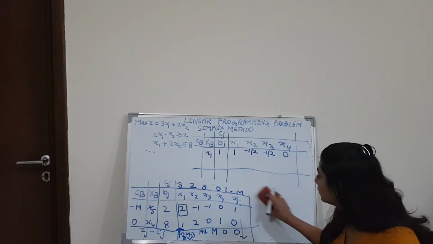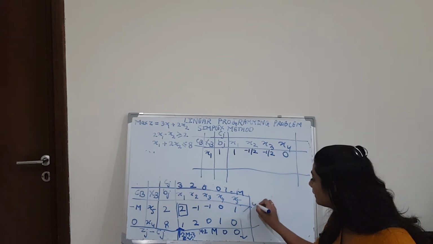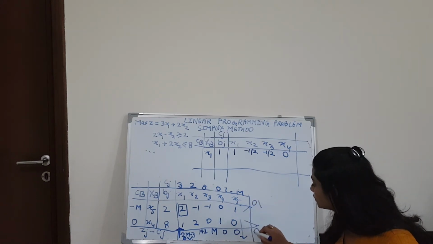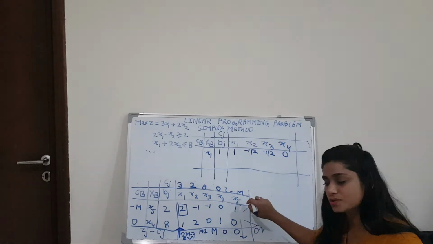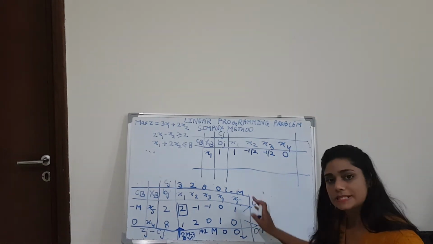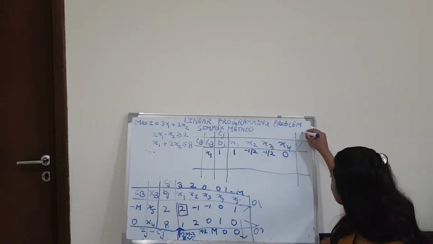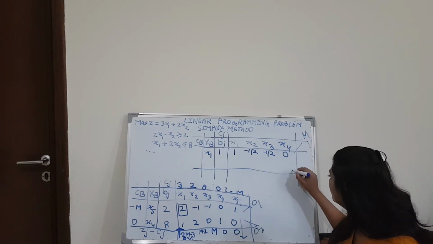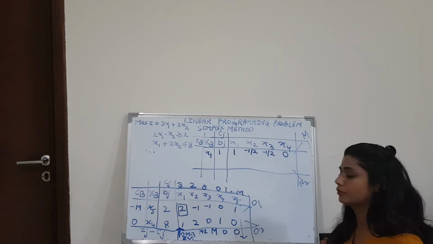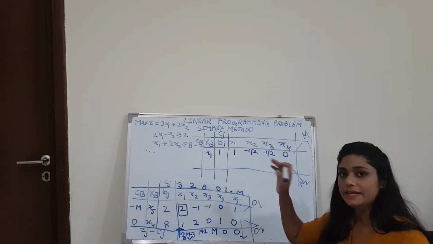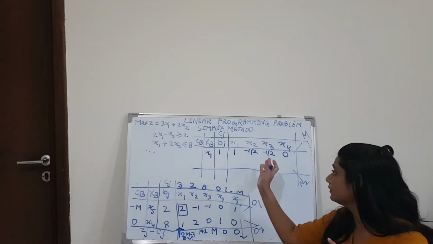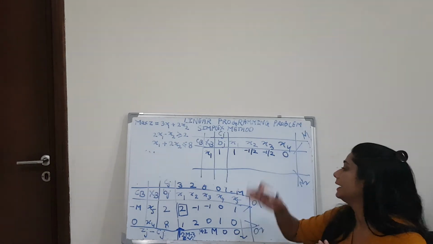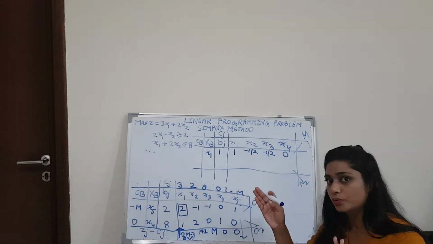This table is the old table, so we are giving names O1 and O2. O1 is the old first row, O2 is the old second row. N1 and N2 are the new table's first row and second row. So we calculate N1 from O1 only, and we calculate N2 from O2 only.